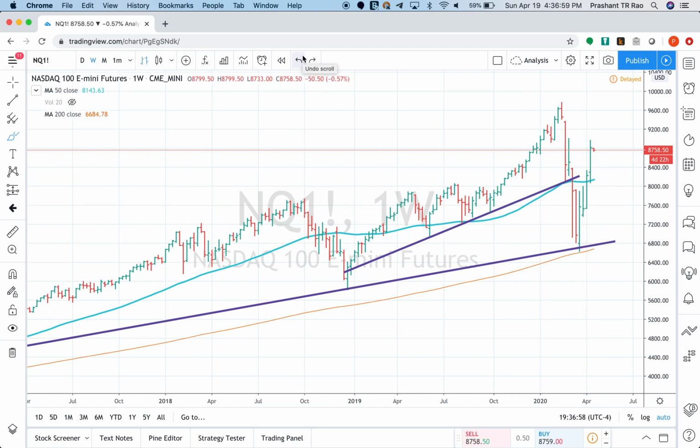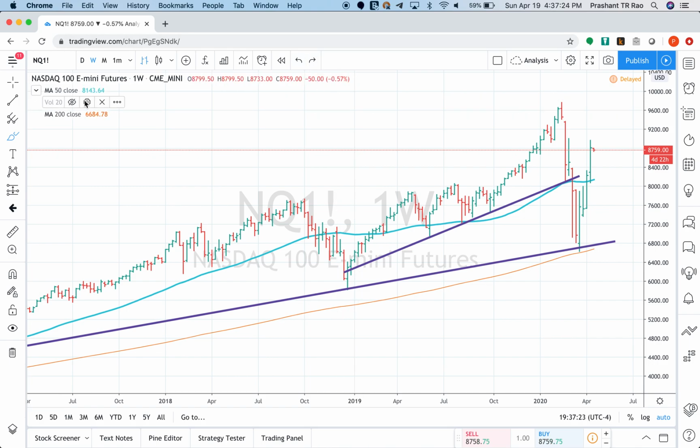So, the 200-week moving average. The 200-week moving average is a very key level to watch out for. And if your broader index doesn't hold above the 200-day or 200-week moving average, then it's very likely that there's going to be a big bear market. So watch out for that.